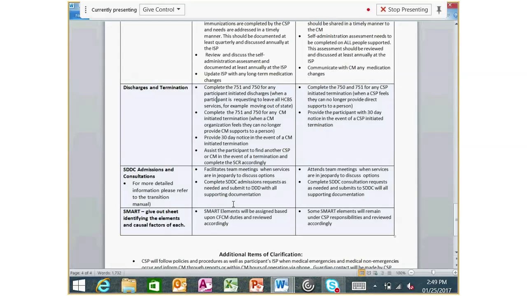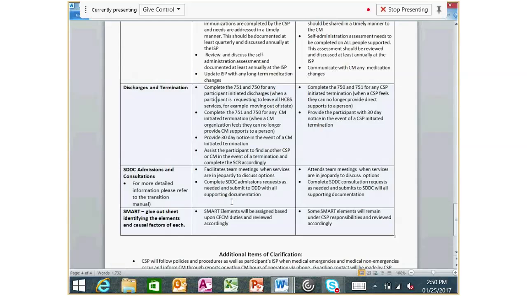Okay. Under discharges and terminations, the case manager is responsible for completing the discharge notice and the discharge summary. That's the DD 751 and the 750. The case manager is responsible for submitting those to the division when a participant is requesting to leave all HCBS services. For example, if a person decides that they're going to move out of state, we only need one discharge and termination to close out all HCBS services, and that would be submitted by the case manager.